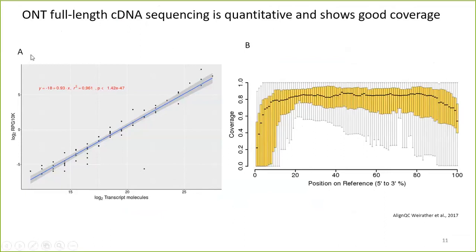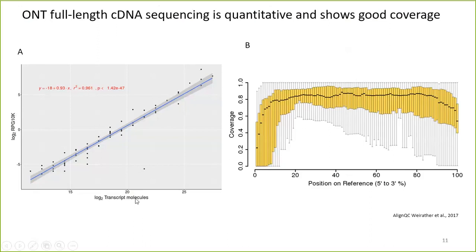In the first figure A, basically what we are showing is that indeed Nanopore recapitulates the abundances of molecules that you have in your sample. On the y-axis, what I plotted here was the relative quantification. I should mention that here I'm using the ERCCs, so we know how much molecules we put in. Here on the y-axis is the relative quantification, and the x-axis is the expected number of molecules. And what you can see is this good correlation between the quantification that we get and the number of molecules that we expect to get.